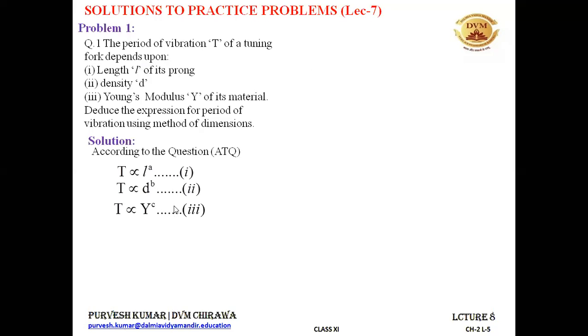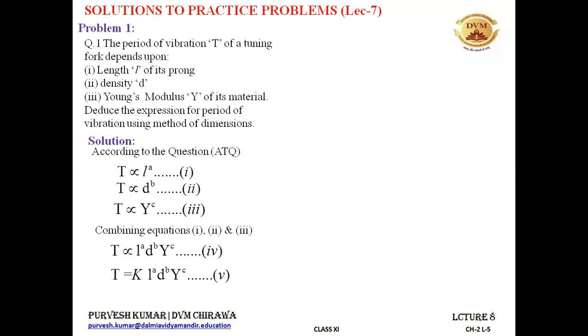And from these 3 equations, when we combine them, we can write T proportional to L to the power A, D to the power B, and Y to the power C. All right. Now, when you remove the proportionality sign, there will be one constant. So you will be writing it like this: T is equal to K, L to the power A, D to the power B, and Y to the power C.